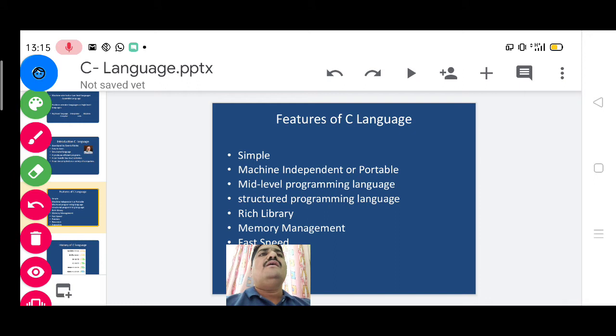And then the third feature is that it is a middle level programming language. Although C is considered low level, it is used to develop system applications such as kernels and drivers, and it also supports the features of high level languages. That is why it is known as a middle level language.